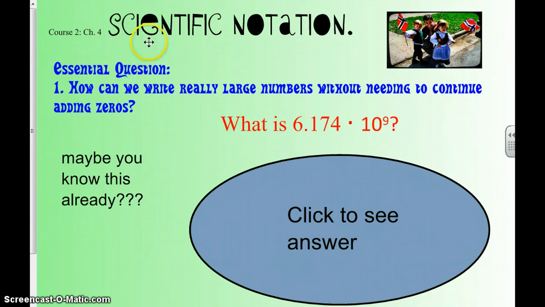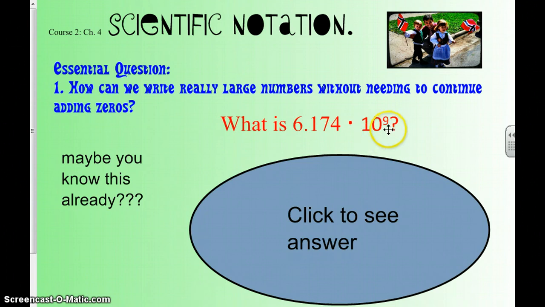Today's lesson is on scientific notation. Your essential question is, how can we write really large numbers without needing to continue adding zeros? Maybe you already know this. Have you seen something that looks like this before?